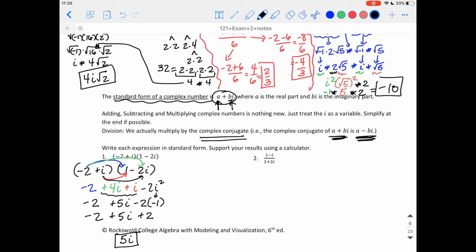The next one. I have 1 minus i divided by 2 plus 3i. On this one, I need to make sure that we understand that we're dividing. So I'm going to do 1 minus i divided by 2 plus 3i. And this right here, we actually multiply by the complex conjugate. I'm going to highlight this, and I'm going to show it right here.